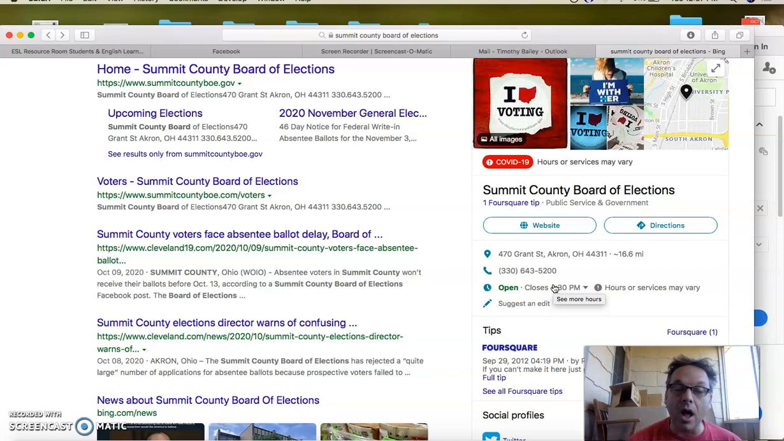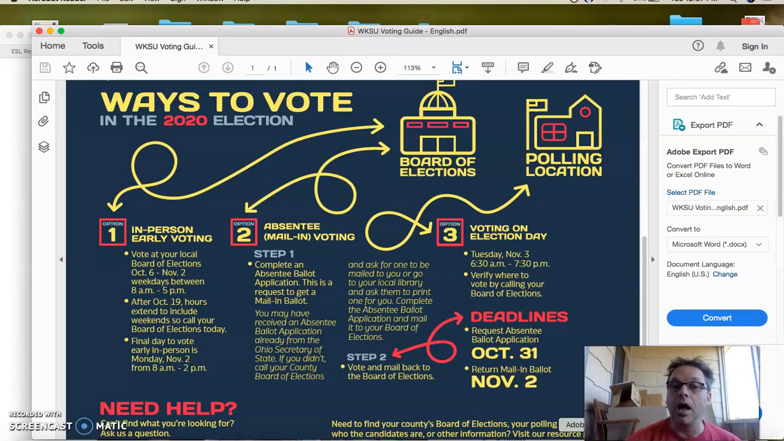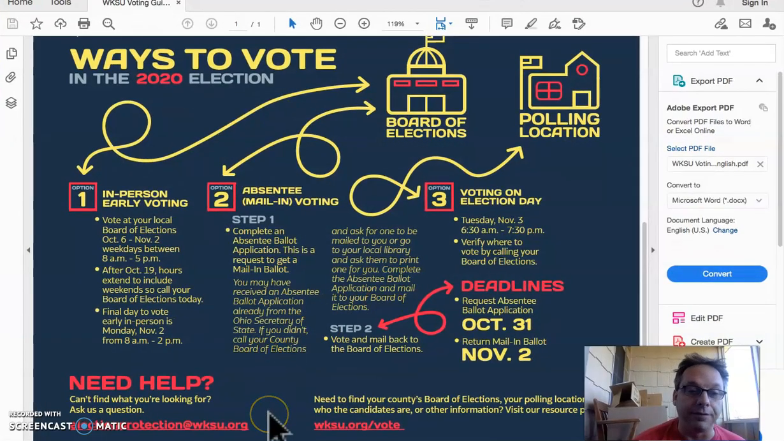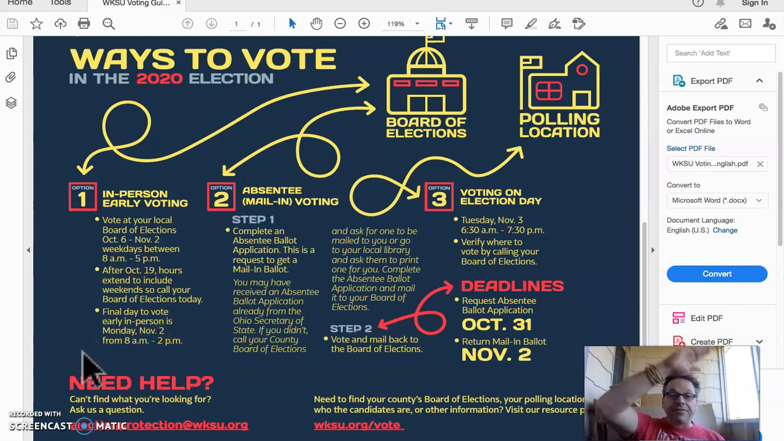Again, when in doubt, when you're not certain for anything like this, always call or have someone call for you, right, if you need to find out. The final day to vote early in person at the Board of Elections is Monday, November 2nd from 8 to 2. After that, right, we go to Election Day.